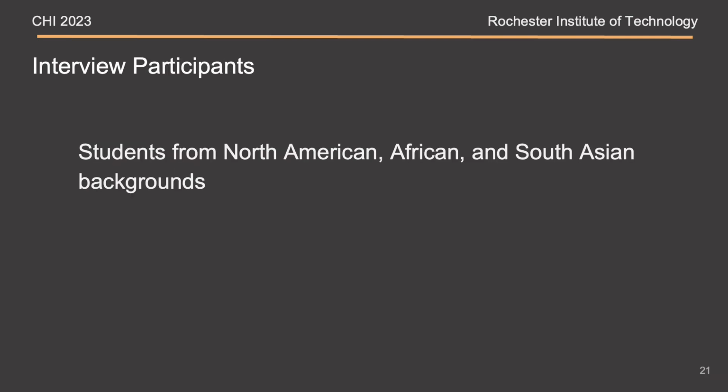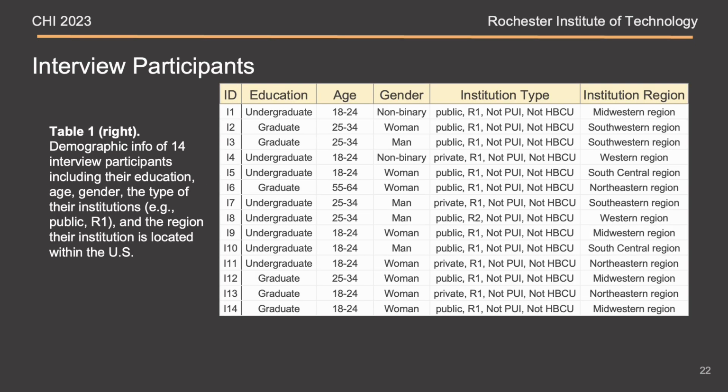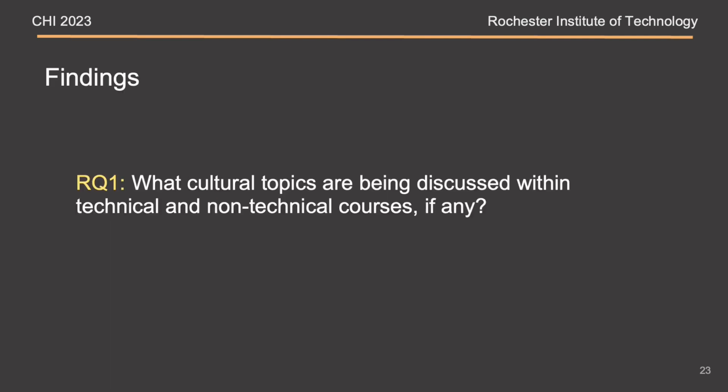Our interview participants were students from a multitude of countries that broadly cover 3 continents: North America, Africa, and South Asia. They were also from different regions of the US and diverse institution types such as public, private, R1 or R2 institutions. We identified 4 themes following Braun and Clarke's reflexive thematic analysis approach. The themes show the topics that were taught in courses, which are as follows.